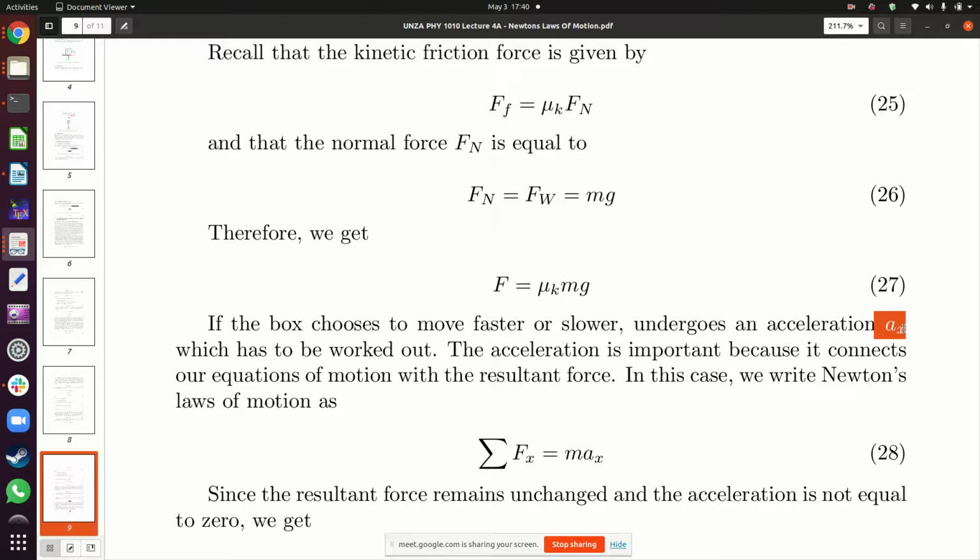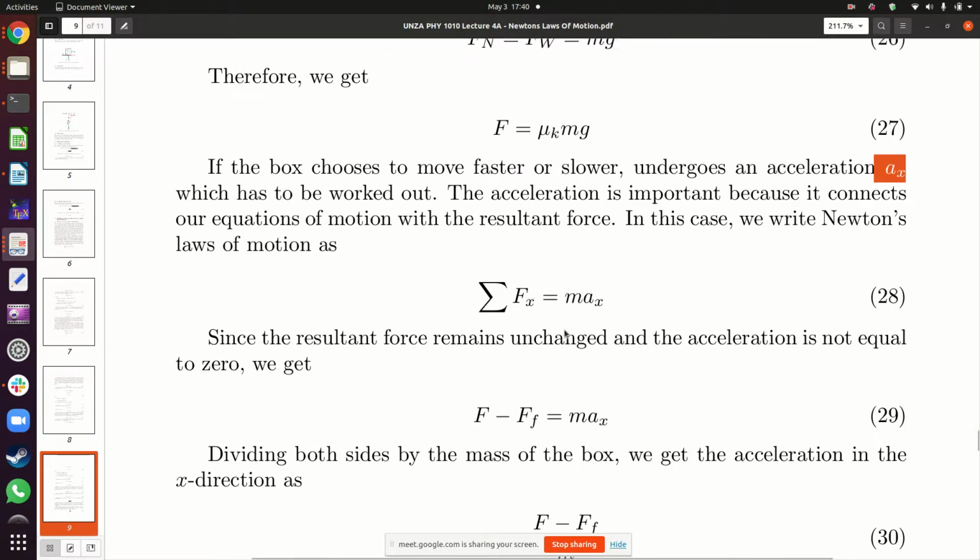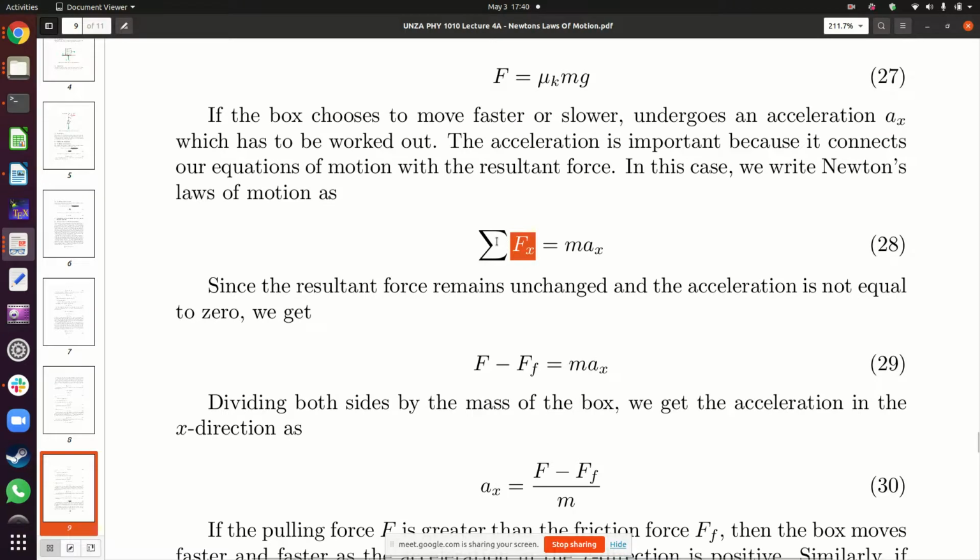If we have acceleration, then we are interested in finding out what the acceleration is. So in this case, that's what we want. So you have an expression for resultant force like this equals to the mass of the object multiplied by the acceleration of the object along the x direction. The expression for resultant force is the pulling force minus the friction force, which is equal to the mass of the object multiplied by the acceleration. So this is what Newton's second law of motion gives us.